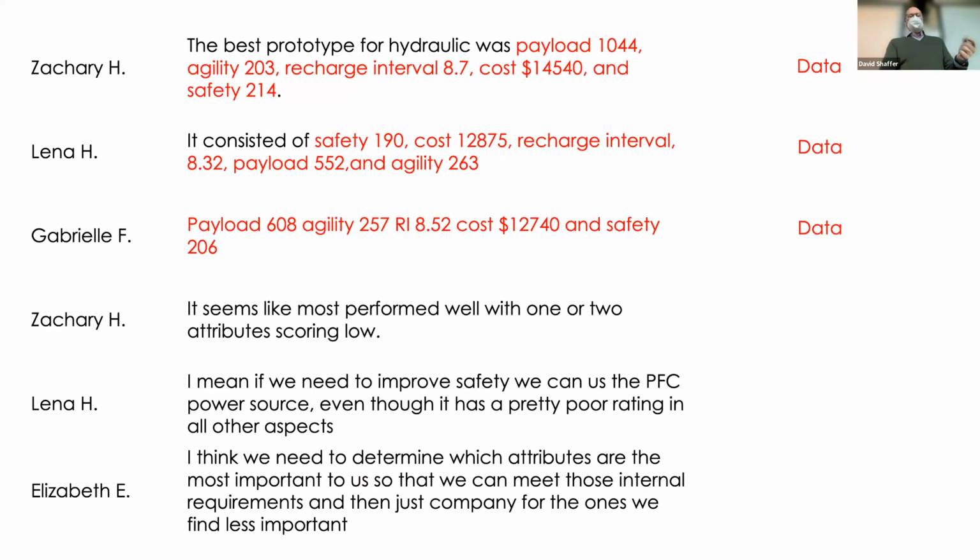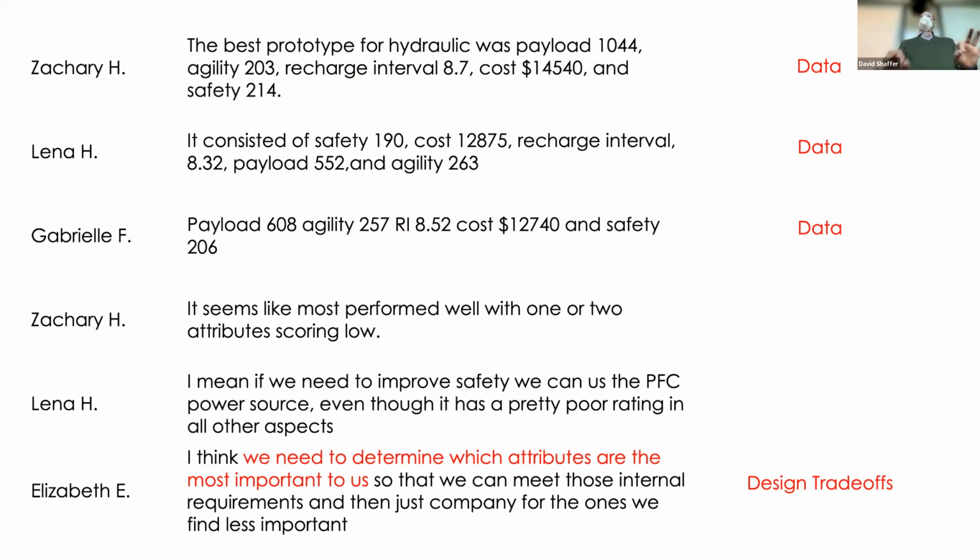And then finally, Elizabeth, at the end of this little screen, says we need to determine which attributes are the most important to us so we can meet those internal requirements, and the company, then just the company for the ones that we think are less important. Basically, what she's saying is we have to think about design trade-offs here. We're not going to be able to meet all the requirements, so which ones are the most important and how are we going to trade off against them?